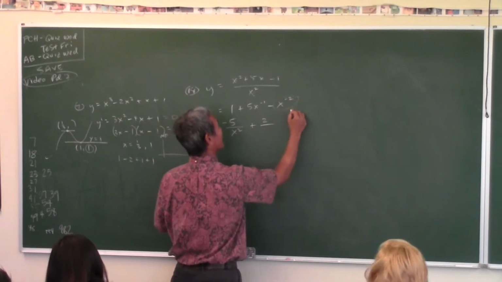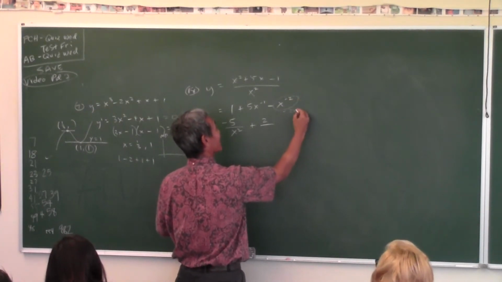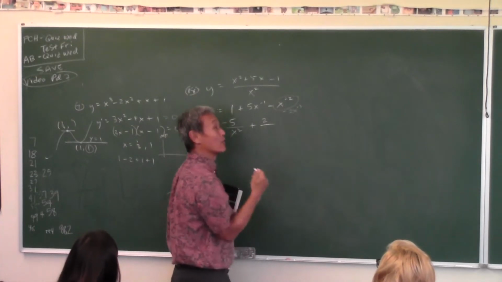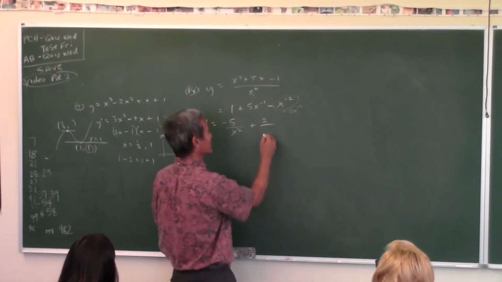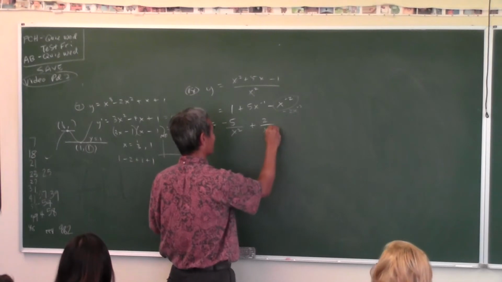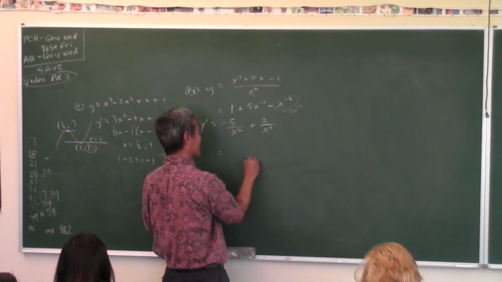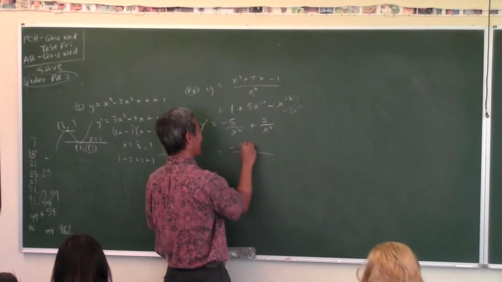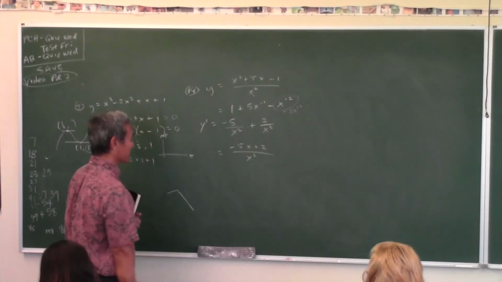Okay, what's the derivative of this? -2x to the -3. You gotta reduce the power by 1. So what should it be? X cubed. And then, of course, if you make a least common denominator x cubed, it'll be -5x plus 2 on the top there. Bam!